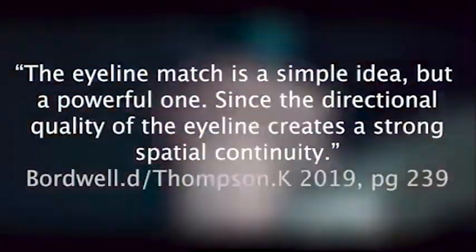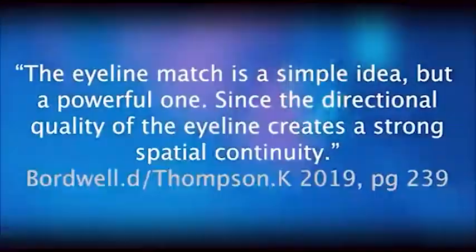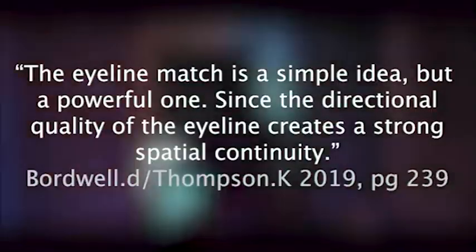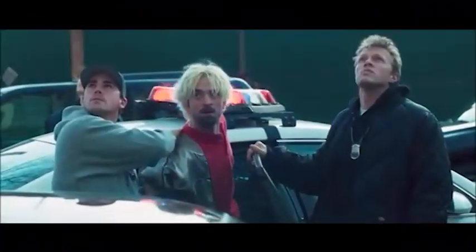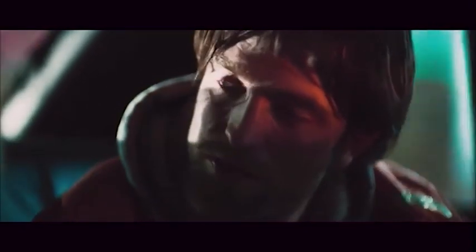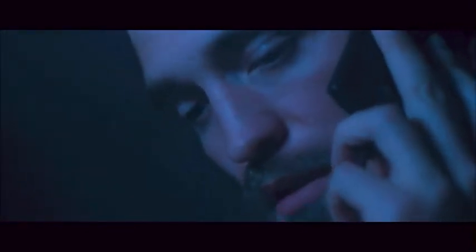The eyeline match is a simple idea, but a powerful one, since the directional quality of the eyeline creates a strong spatial continuity. Here it holds power, as we see the sudden terror dawn on Connie's face, inferring to the audience Buddy's danger, as we have never related this form of emotion to Connie before, as his character doesn't show signs of fear throughout the film. Emotion is shown through use of semiotics, signs that the audience can pick up on, allowing them to understand the narrative without it being obviously stated.